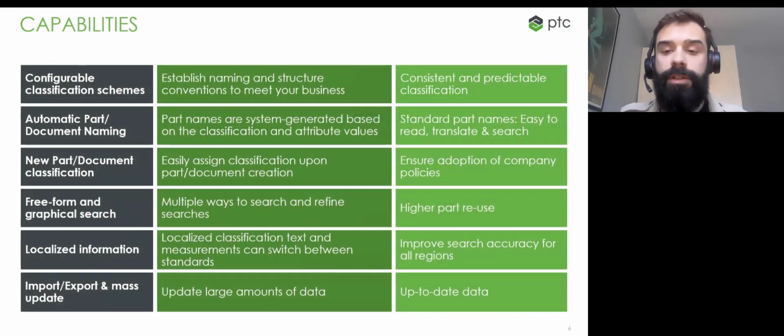Here we have some capabilities and their benefits, starting with configurable classification schemas. Here we allow our customers to create and build their own classification schema tailored to their business needs. We feature automatic part and document naming. So here you can set some logic that enables attributes to reflect within the name of the part or document you are creating. So you can have some standardization around naming throughout your enterprise. We have robust searching capabilities to encourage part reuse. Localized information gives us accuracy across different regions and the ability to do bulk editing via import-export.